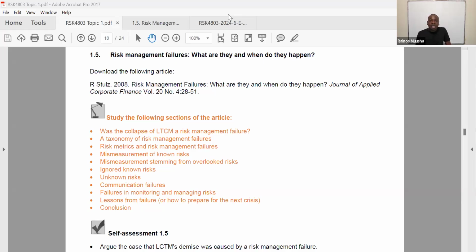As I said, just because an organization suffered large losses does not necessarily mean that the first thing we're going to blame is risk management. So how do we identify to say, based on the losses that have been suffered here, these losses are due to a risk management failure?